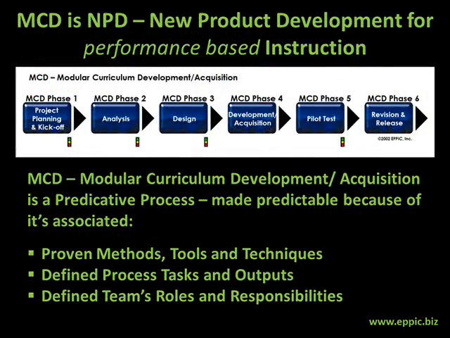MCD is New Product Development for Performance-Based Instruction. We use a 6-phase approach for most projects. MCD is a predictive process, and it's made predictable because of its associated proven methods, tools, and techniques. It defines the process tasks and outputs for adoption or adaptation. Everything is situational. It defines the team's roles and responsibilities, which also can be adopted or adapted as needed.